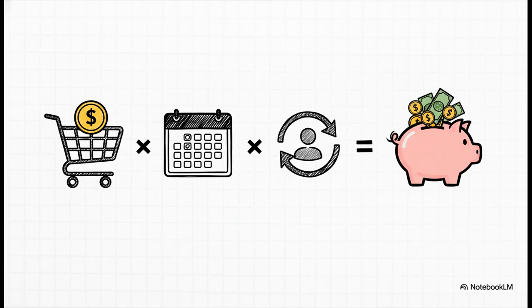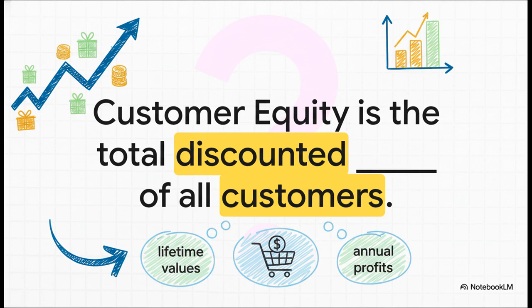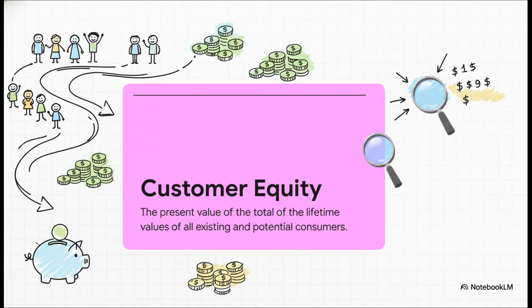It's a powerful number. All right, let's scale things up a bit. Understanding the value of one single customer is huge because that's the little building block we need for our next big concept, figuring out the total value of all your customers combined. So this next question follows right on the heels of the last one. If CLV is about one customer, customer equity is about everyone. Is it the total discounted sum of their A, lifetime values, B, initial purchases, or C, annual profits? And of course, the answer is A, lifetime values.